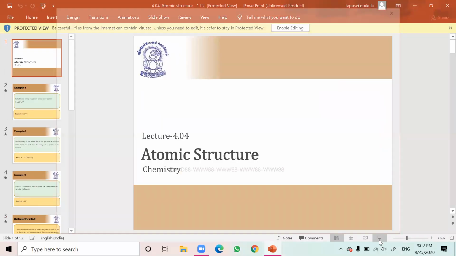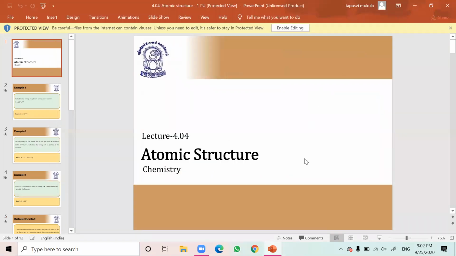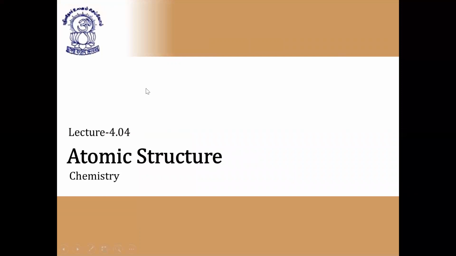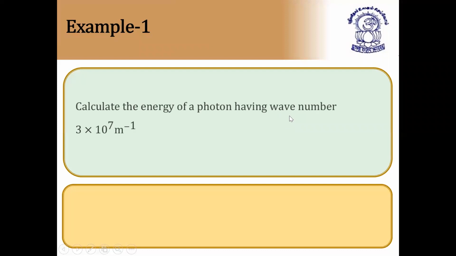Planck's quantum theory: E is equal to nhc by lambda. Next, we have E is equal to h nu, where nu is equal to c by lambda from wave theory of light. Next, we'll continue with example 1.